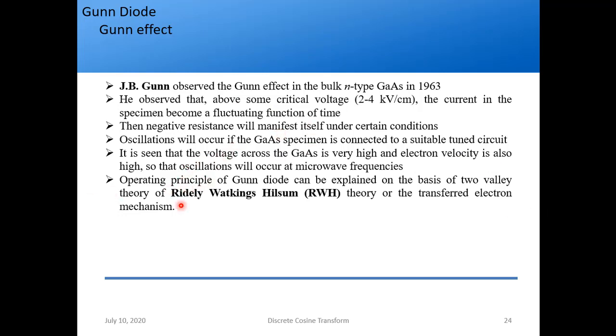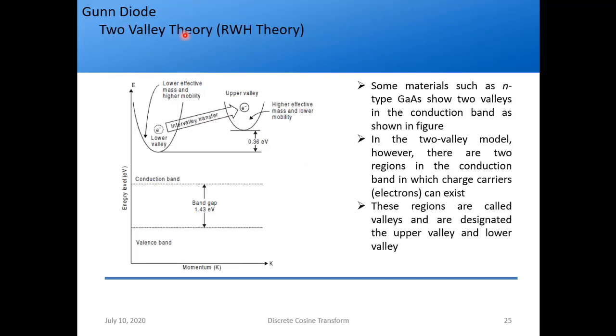So that theory is explained with the help of the Ridley-Watkins-Hilsum theory, which is the RWH theory. It is also called the two valley theory. So some materials like N-type GaAs show two valleys in the conduction band as shown here. So you see this is again an energy band diagram. In the conduction band of GaAs, what you see is two valleys. This is the lower valley and this is the upper valley. They are separated by 0.36 electron volt.